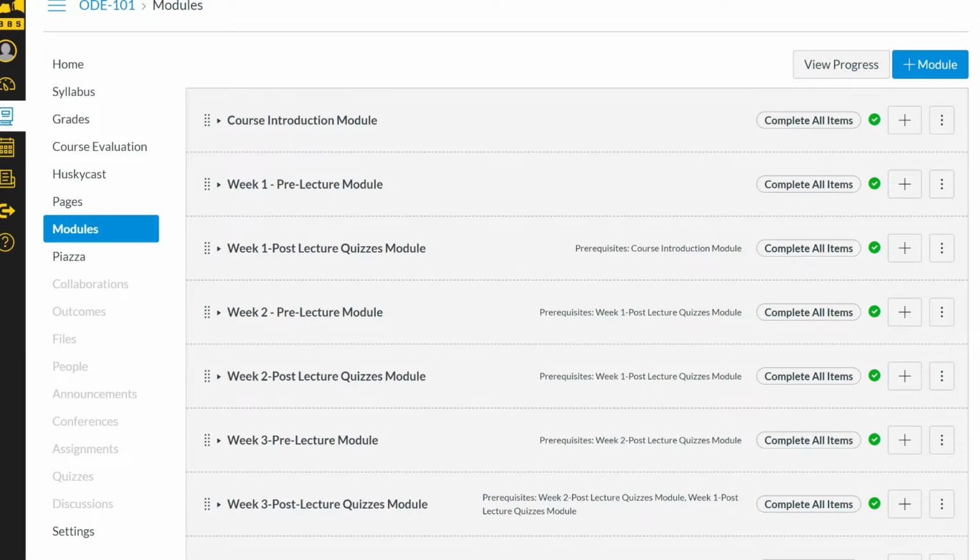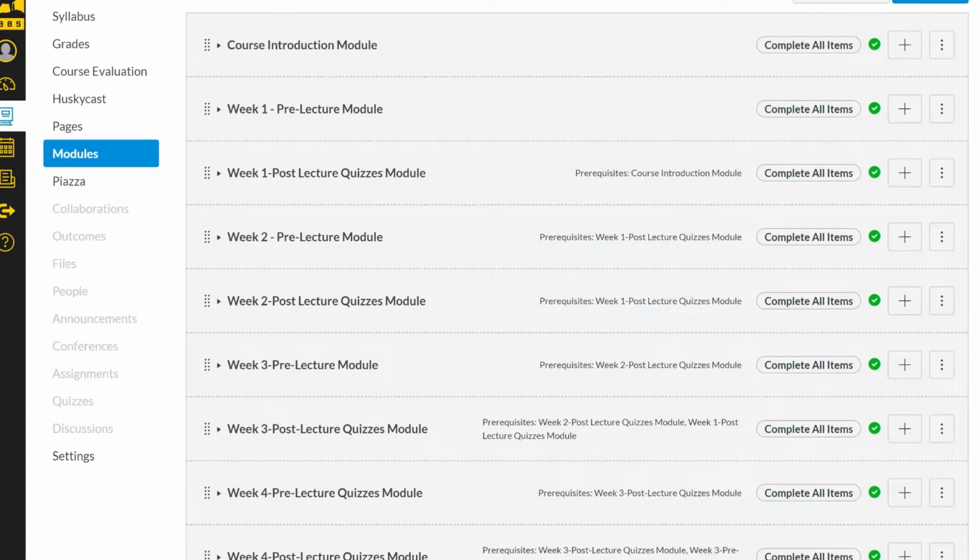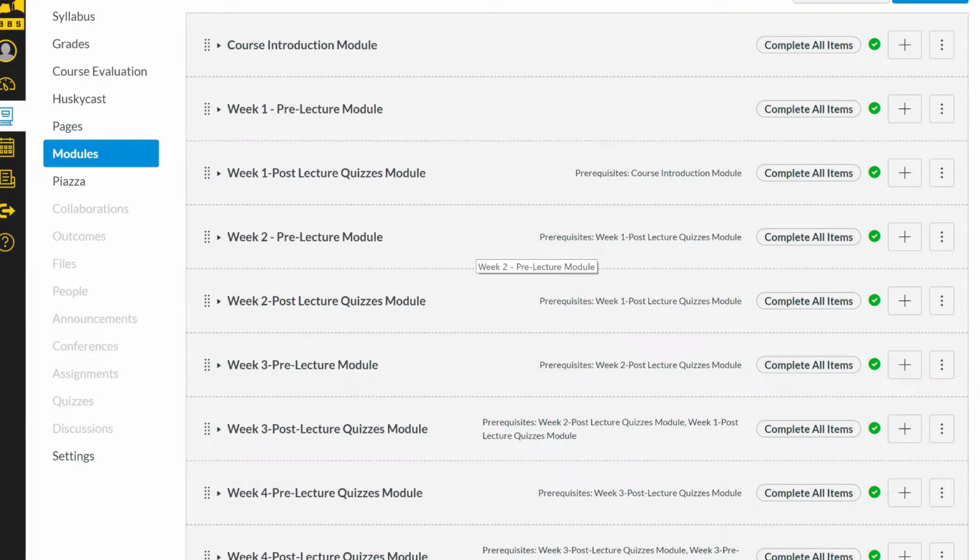Well, there's an exception. In the first week you have three modules, right? Because in the first week you have the course introduction module, so that's an exception. But otherwise, usually per week there will be two types of modules. So the two types are pre-lecture modules and post-lecture modules. So let's first talk about pre-lecture modules.